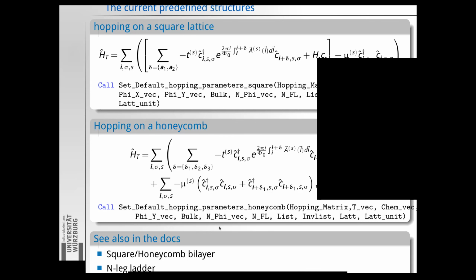Okay, and then another question by Nicholas is for the predefined square lattice, T vec depends on S. Yeah, that was already answered. Thank you. All right. Okay. You just came true. No problem. I just saw it now.